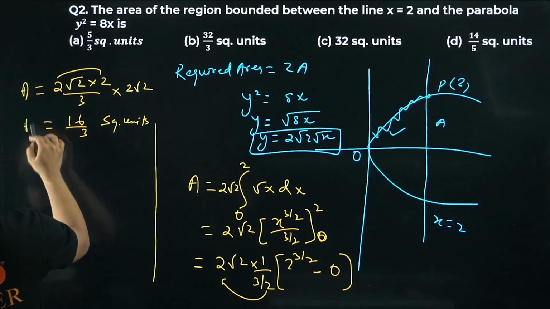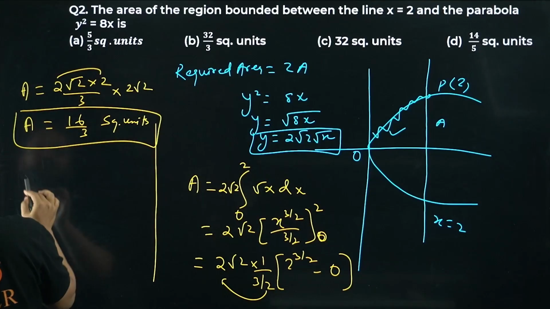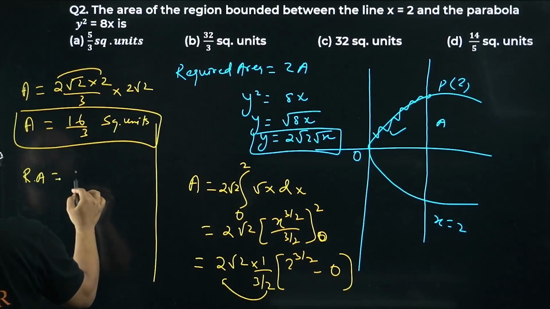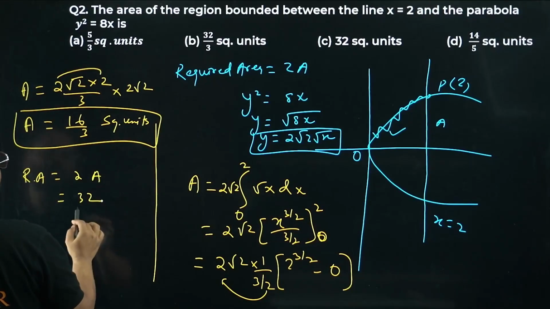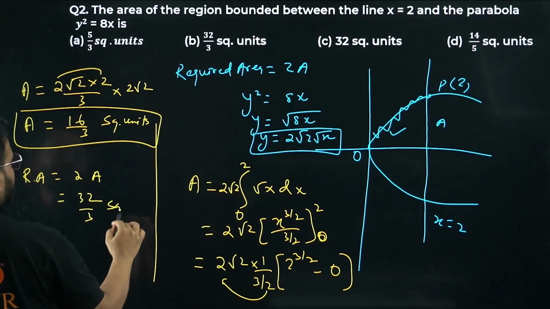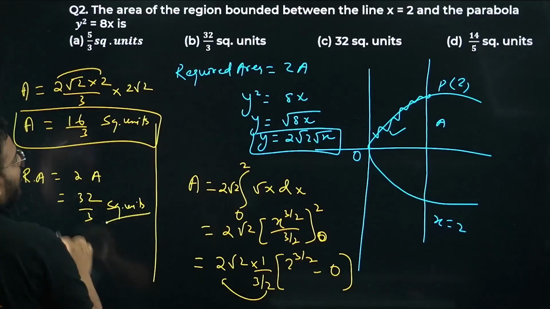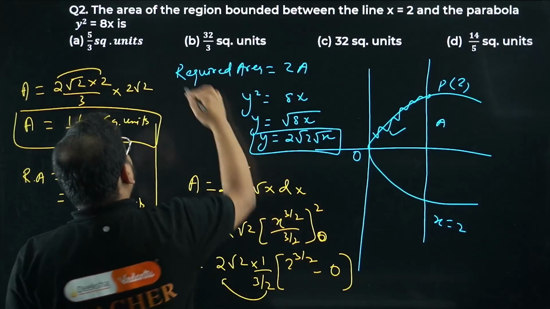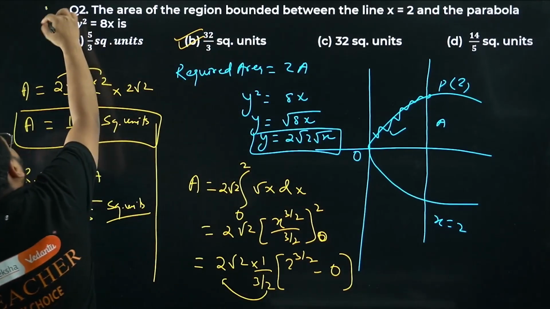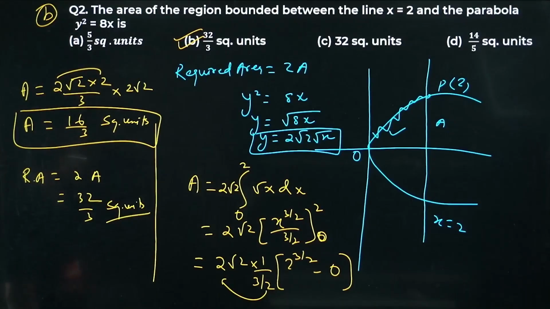So what is the required area? This times of 2, right? So my required area will turn out to be 2 times of A, so 32 by 3 square units. Option B is correct. Please have a look. This is correct. Okay, B is good.